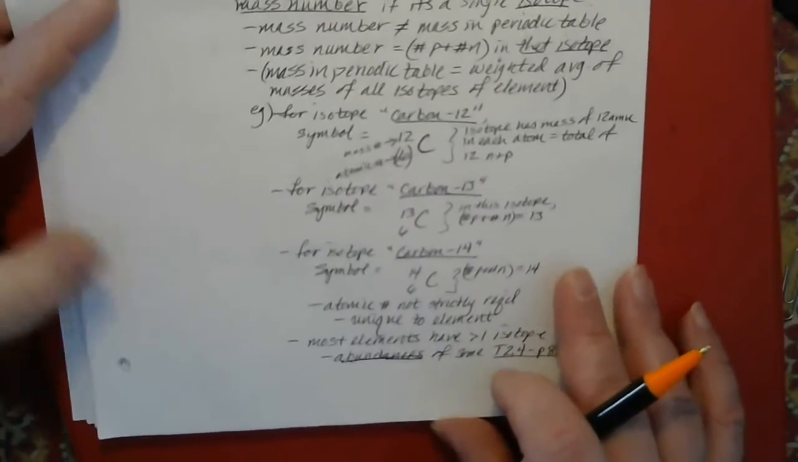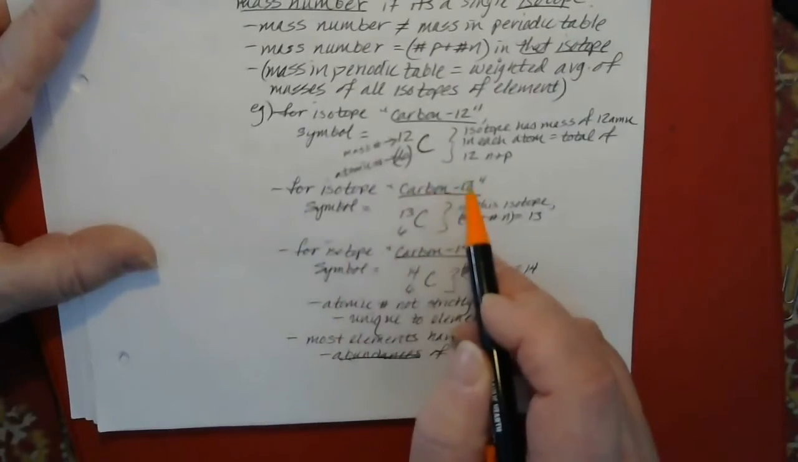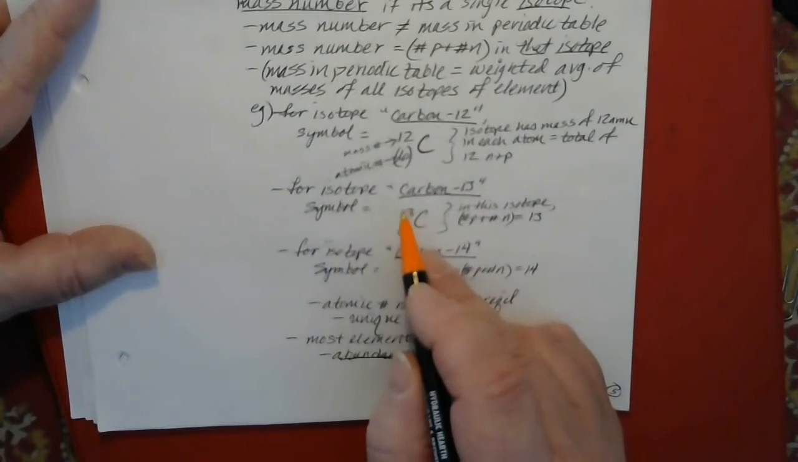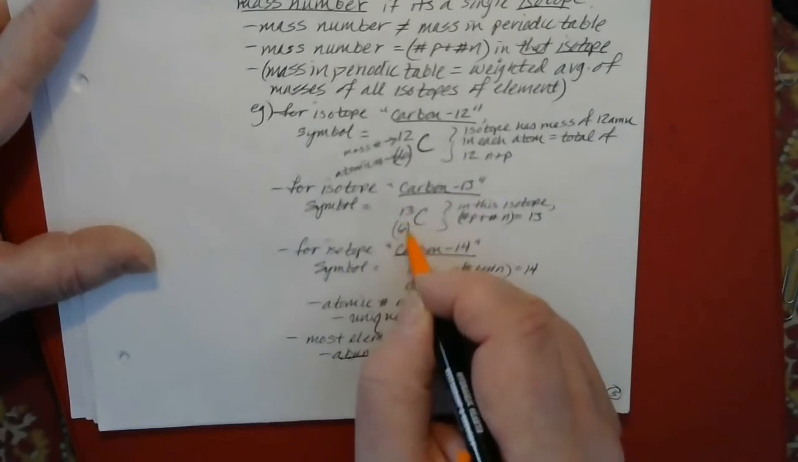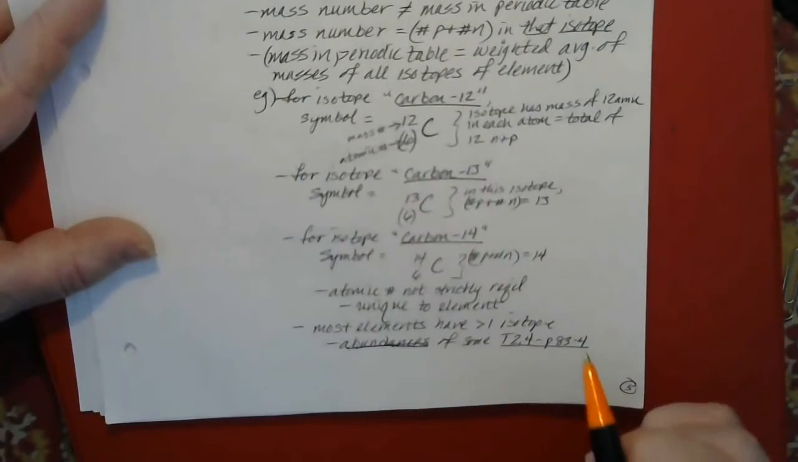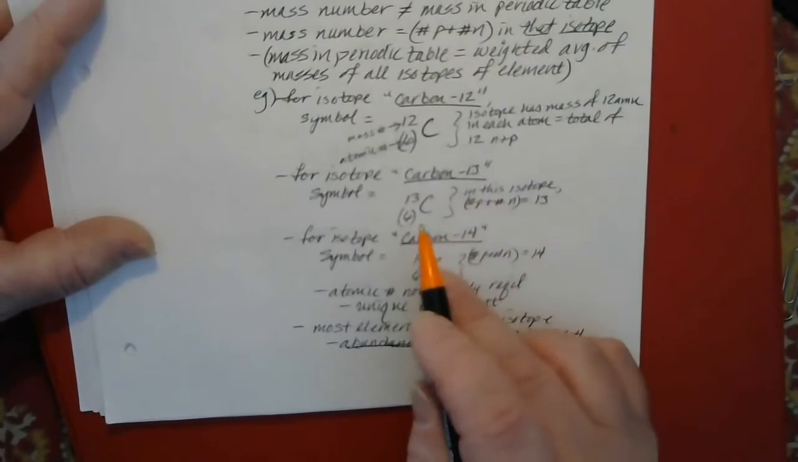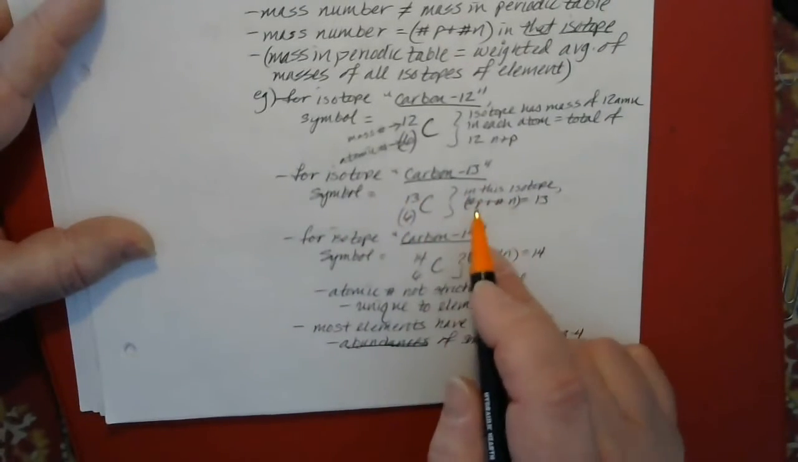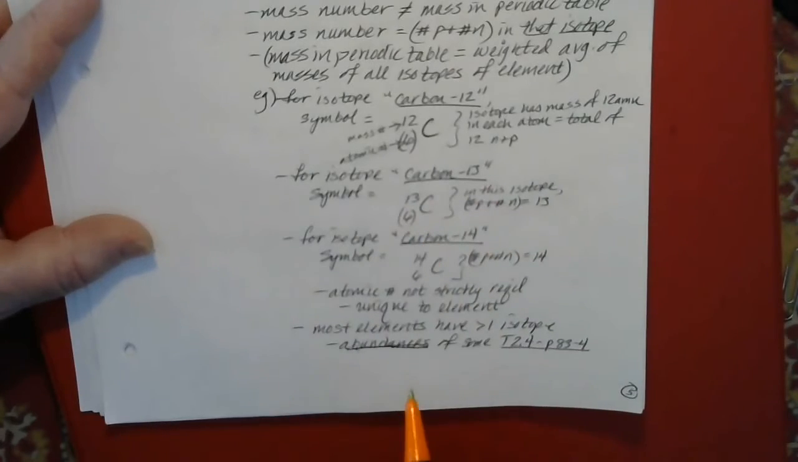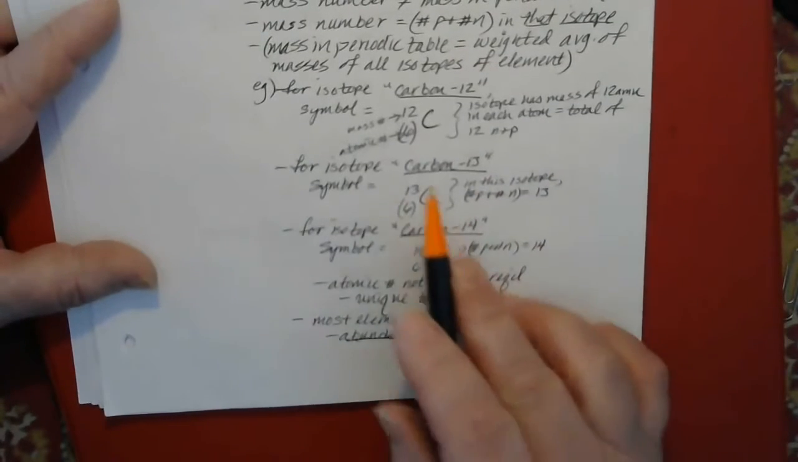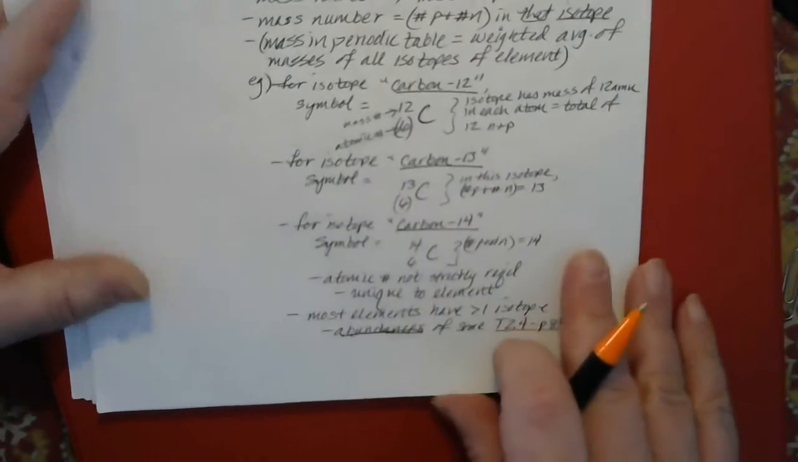But there is also an isotope of carbon known as carbon-13. And the symbol for that would be 13/6C. But again, the 6 might be missing. So 13C would be the symbol. And that means that you've got a total of 13 protons and neutrons in an atom of this isotope for a total mass number of 13.